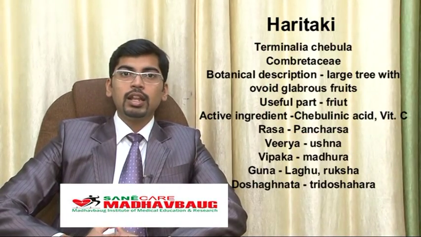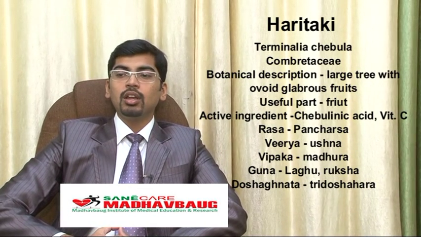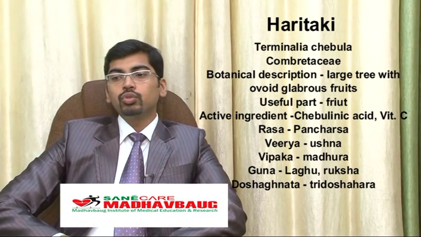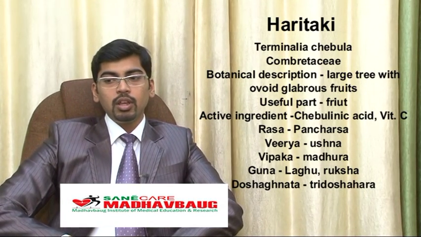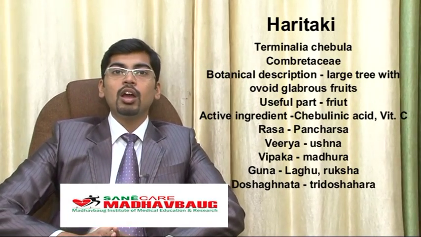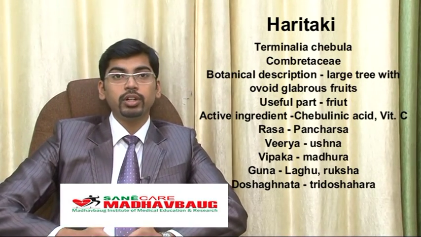Next drug of discussion is again a rasayan dravya, and yet another drug for treatment of diabetes, and this drug is haritaki. The Latin name of haritaki is Terminalia chebula. Family is Combretaceae. Botanical description is a large tree with ovoid glabrous fruit. Useful part is root. Active ingredient is chebulic acid and vitamin C. There are many chemical constituents in this drug, which makes it a very good choice of drug for antioxidant use.